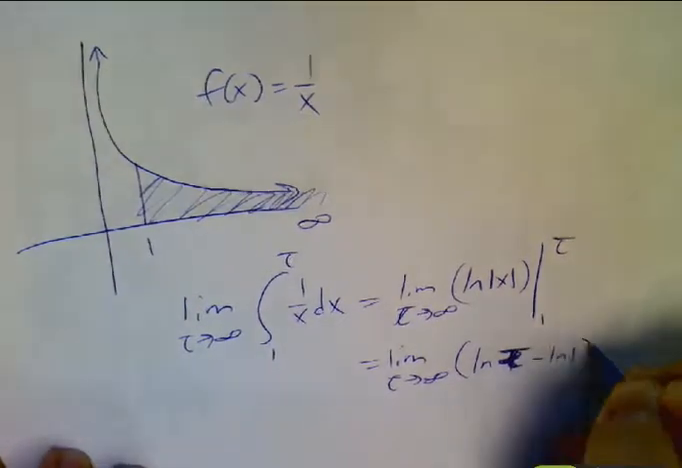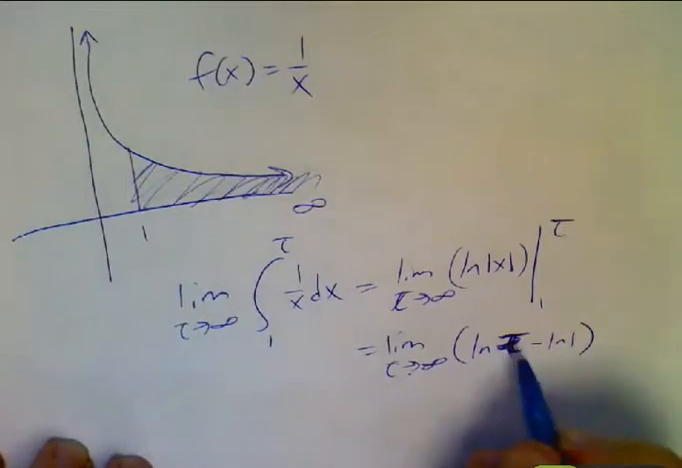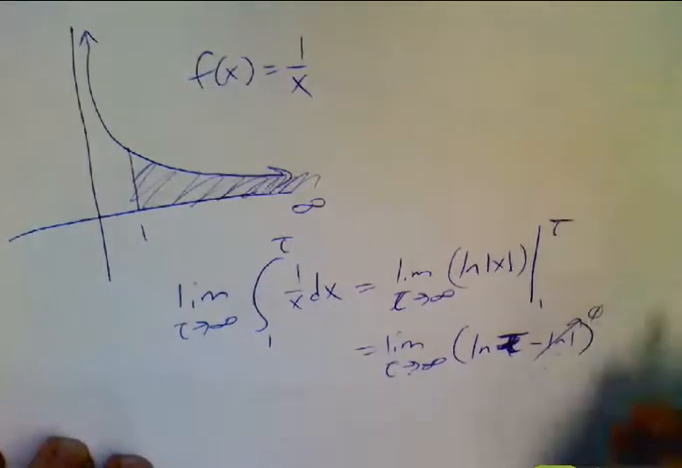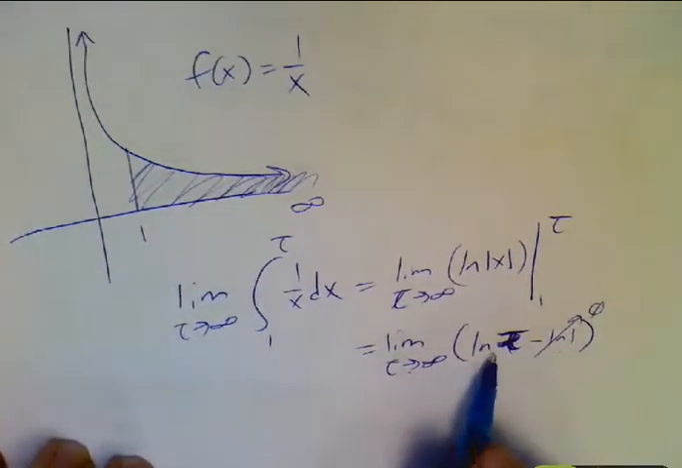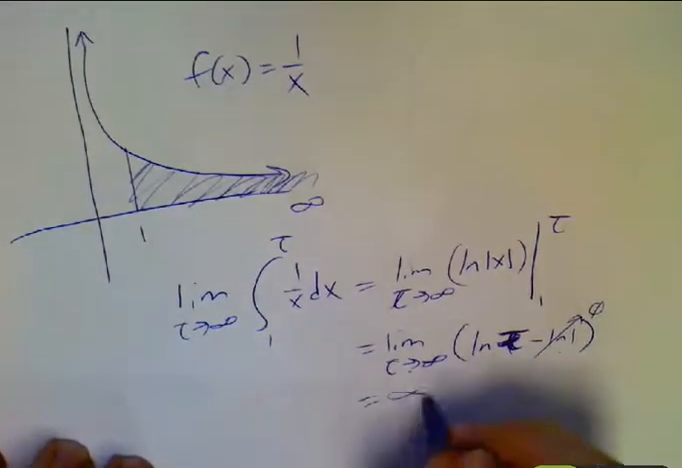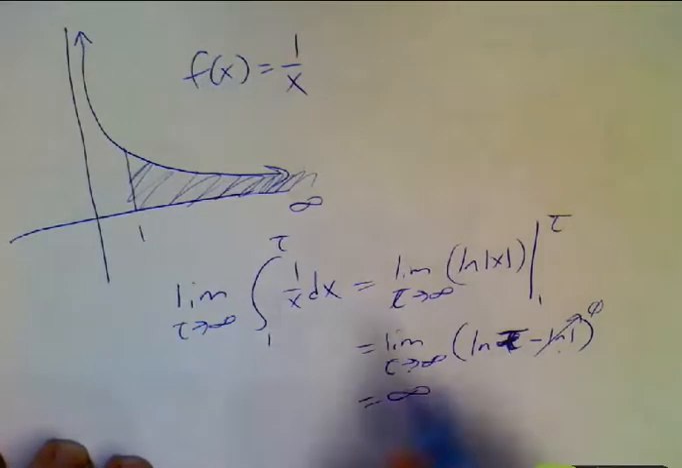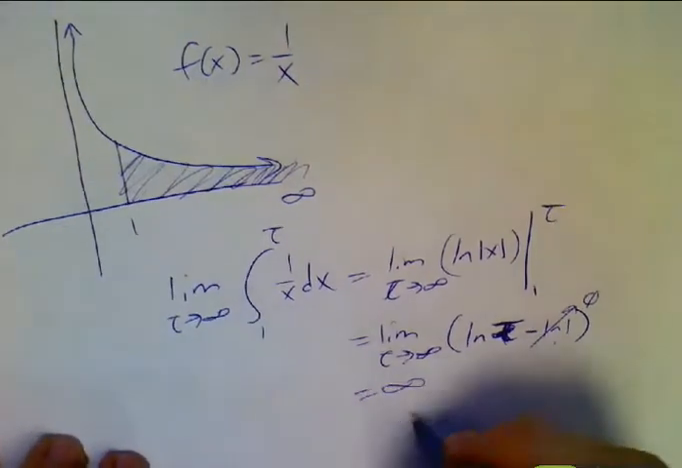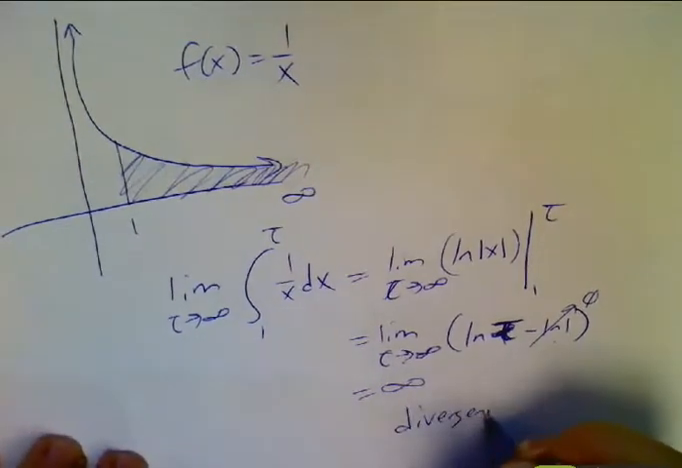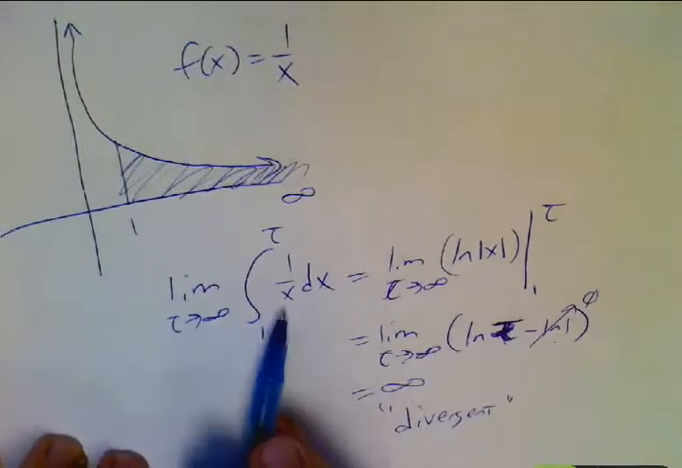minus ln 1. And as t goes to infinity, well, natural log of big numbers that just keep getting bigger are still big, goes off to infinity. So this goes to 0, which is great. ln 1 is 0, but this is still infinite. So this limit is infinity, which means that this particular integral we call divergent. Or this integral diverges. It's divergent. The other one, sorry, I should probably mention that.